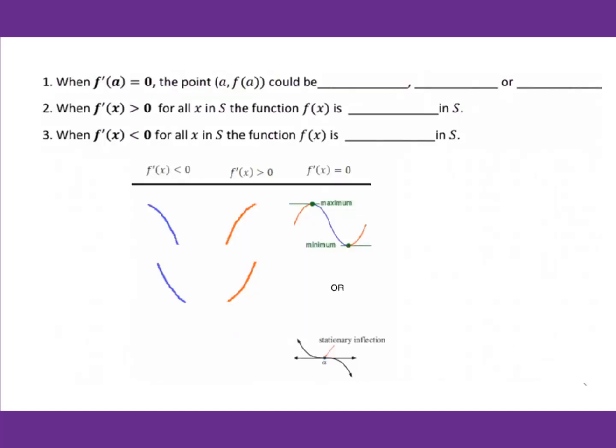For the first derivative, when f prime of a equals 0, the point (a, f of a) could be a maximum point or a minimum point or a stationary inflection point.